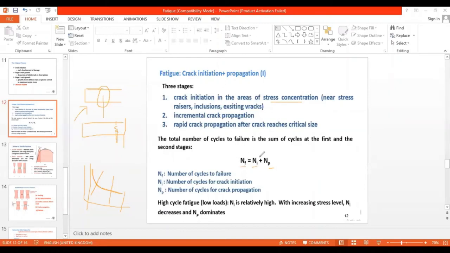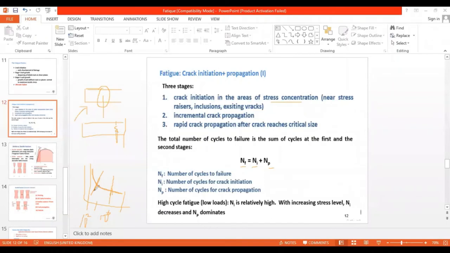Here are the numbers for initiation. The crack will initiate after a certain time, that is crack initiation NI. Then number of cycles for crack propagation. After the initiation, the crack will propagate, right? Say for example, here the crack is initiated, that is 10 to the power 2. Then from here to here, the crack is propagated and there it's broken, that is 10 to the power 6.